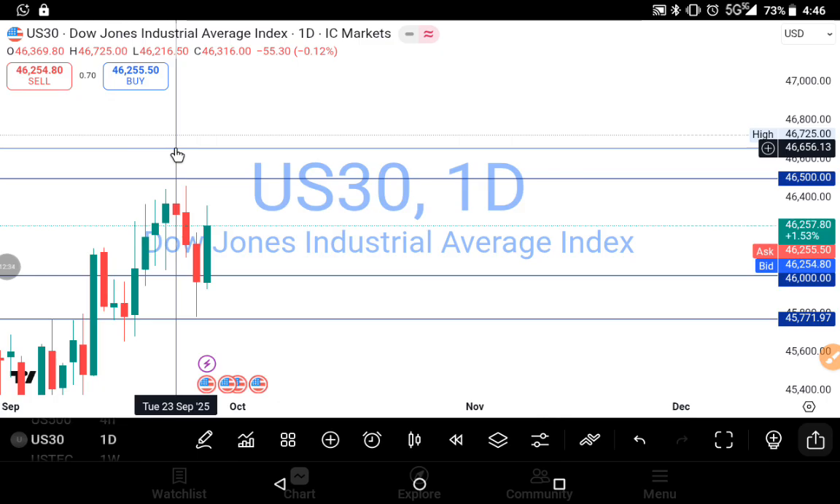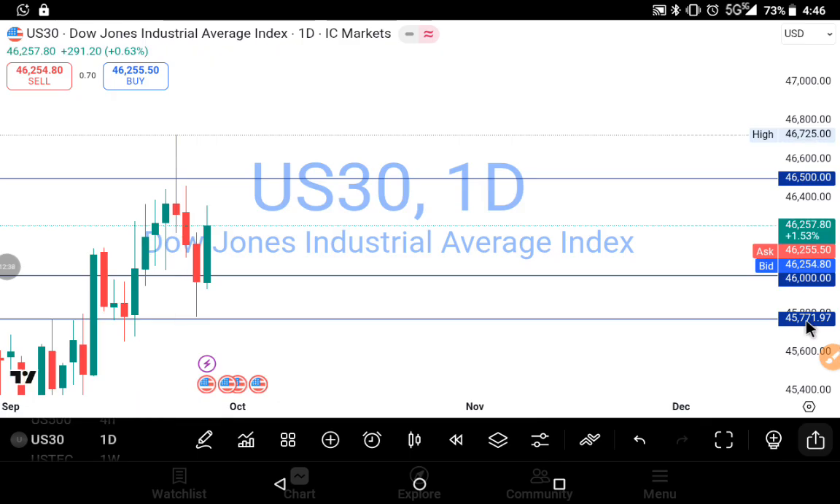So the coming week, I'll be expecting a full delivery of 46,800. So as long as the market price stays above 46,000, I'm still interested in 46,800.